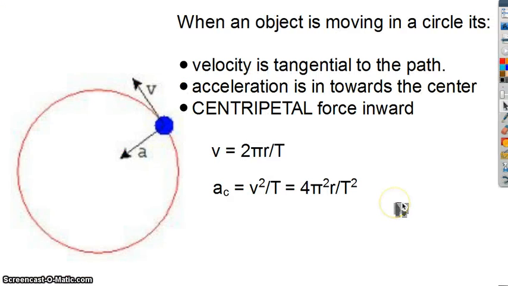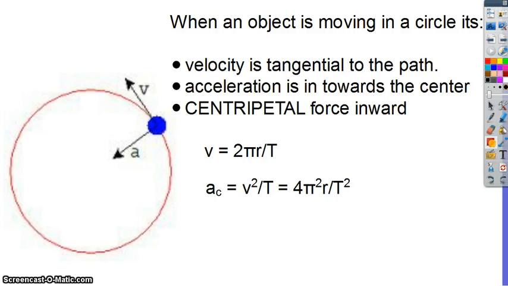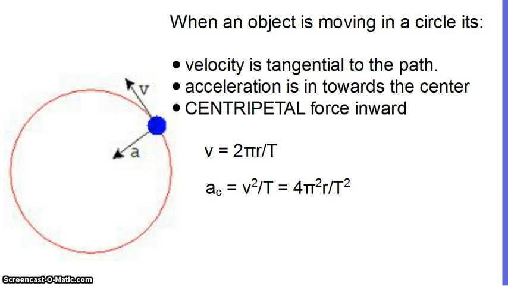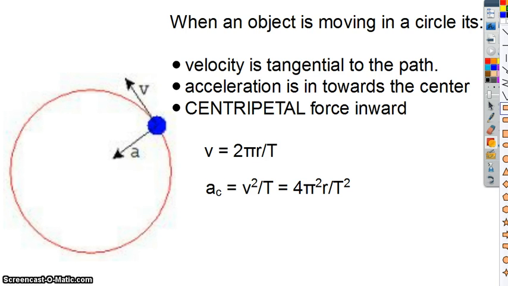We need to remember that acceleration is not just a change in speed. Acceleration is technically a change in velocity, which is a change in speed or a change in direction. When we look at something that's going around in a circular path, if I have this ball going around in a circle, right now its velocity is tangential to the circle, so it's going up and to the left.